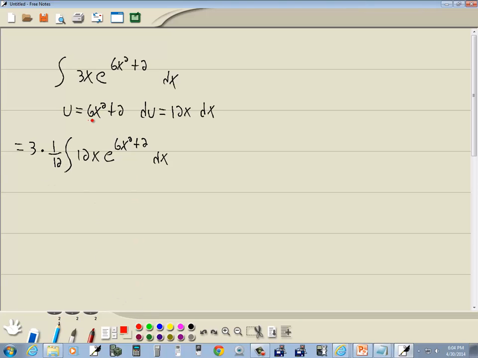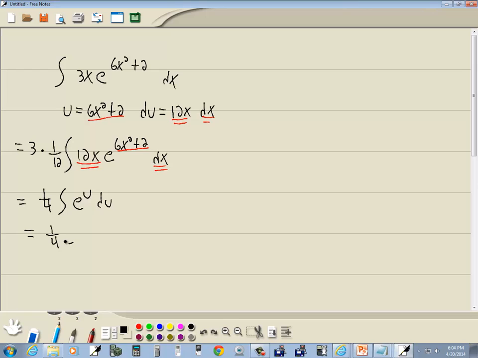Okay. 6x squared plus 2 gets replaced by u. 12x dx all gets replaced by du. And out in front, 3 times 1 twelfth is 3 twelfths, or 1 fourth. So we've got 1 fourth, and then e to the u du.